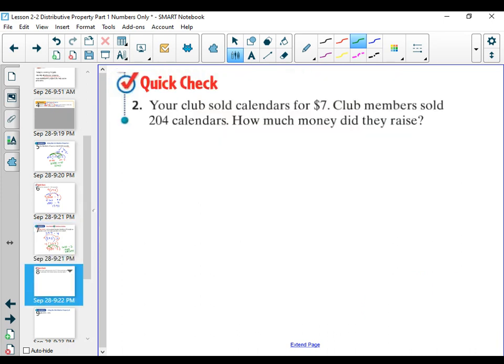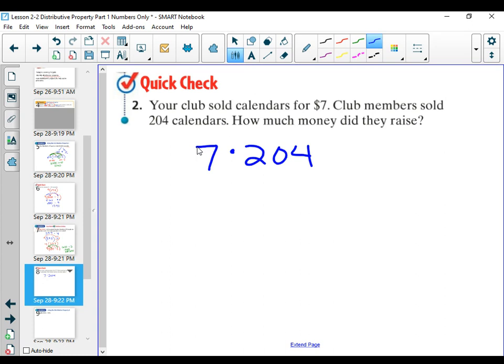Press pause and try this same problem. Sometimes Boy Scouts and Girl Scouts sell things like popcorn, cookies. This club is selling calendars, $7 each, and they ended up selling 204 calendars. Which one's in parentheses?